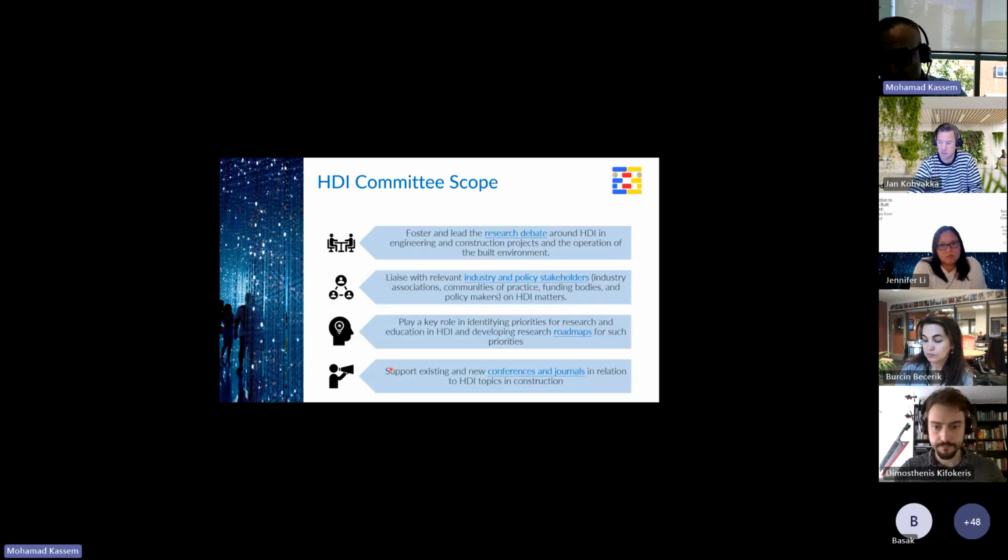And in terms of scope, we engage in 4 types of activities. We would like to lead the research debate around HDI when it comes to engineering and construction projects, specifically in the built environment, and liaise with relevant industry and policy stakeholders, things like Horizon or the European Commission, potentially lobbying them to fund projects in this space.